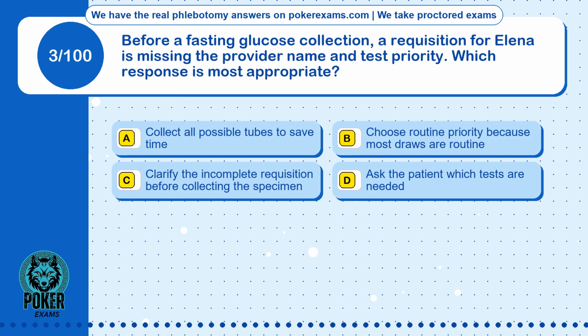Question 3. Before a fasting glucose collection, a requisition for Elena is missing the provider name and test priority. Which response is most appropriate?